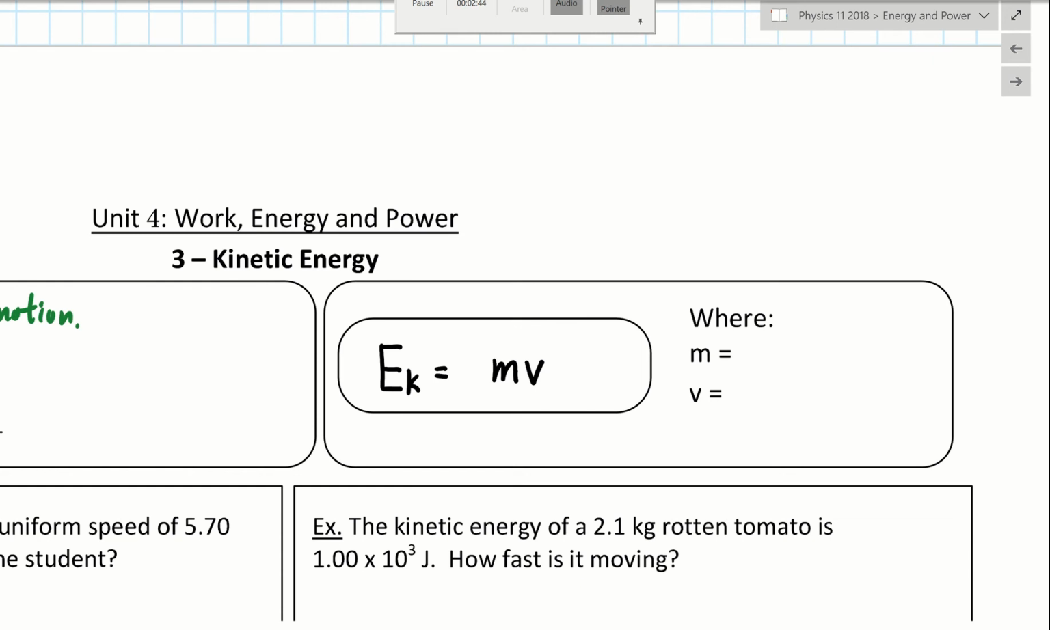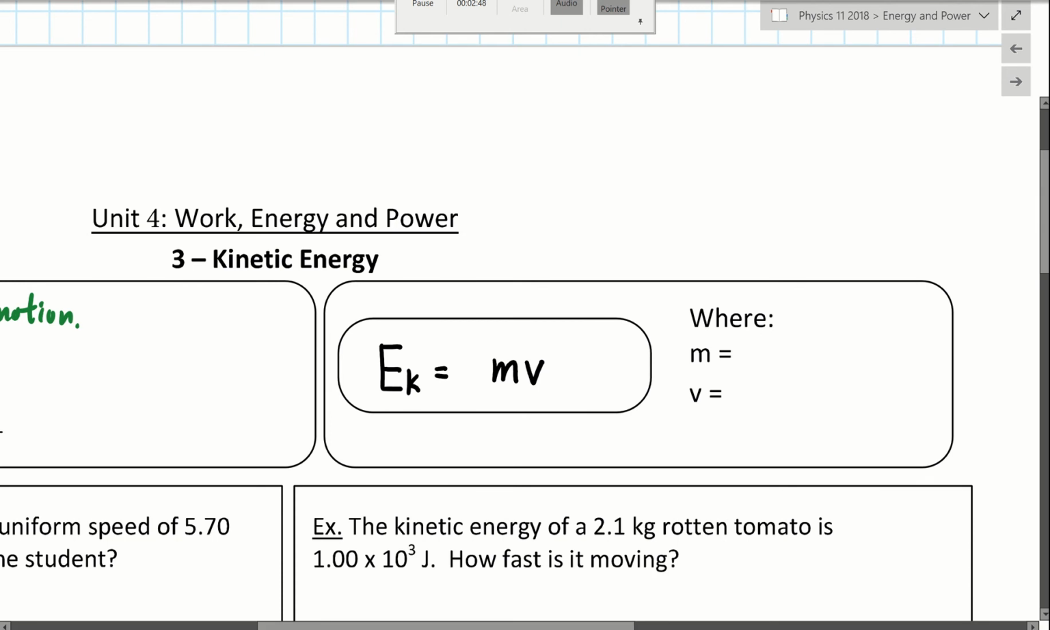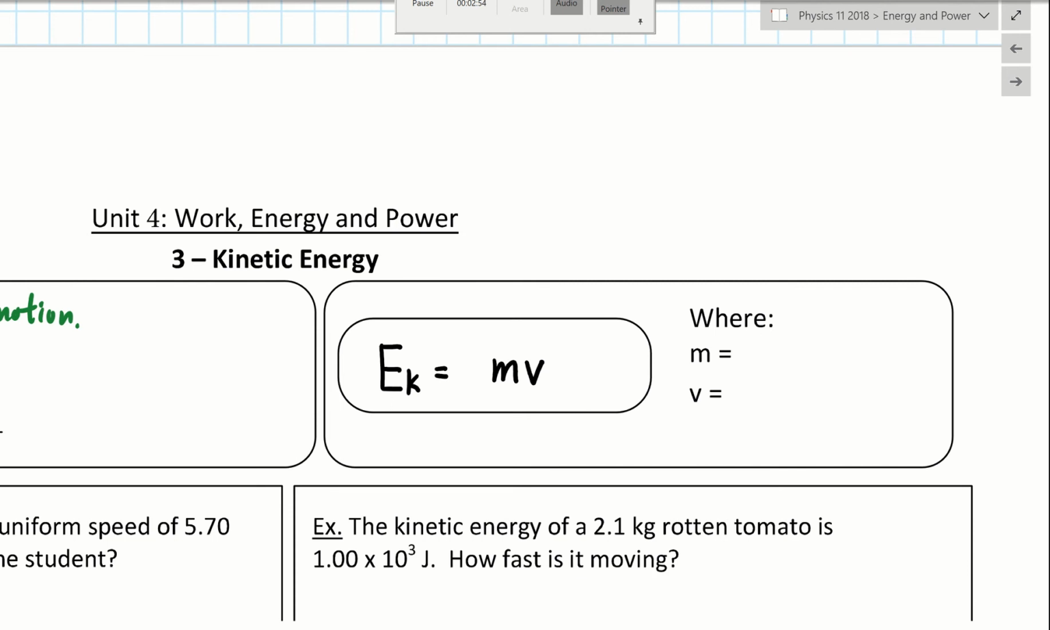For example, a very fast moving elephant has a lot of kinetic energy. A very slow moving mosquito has very little kinetic energy. But a very fast-moving bullet, an object that does not have a lot of mass but is moving extremely fast, will also have a lot of kinetic energy because it's fast enough.